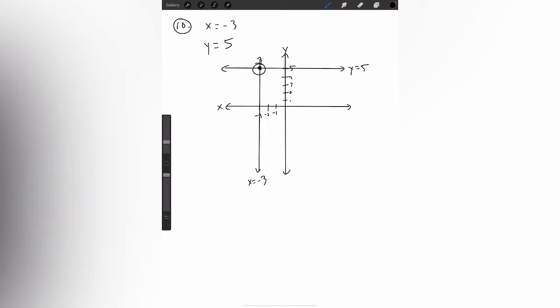So this is an easy problem because I've already given you the answer. The answer here is going to be negative 3, 5, because this point right here is negative 3, 5. Because we said x is equal to negative 3 and y is equal to 5, right? But by graphing it, we see that that's the right answer. Okay?